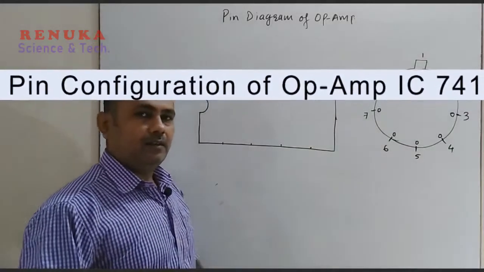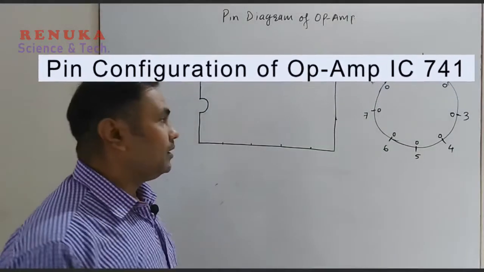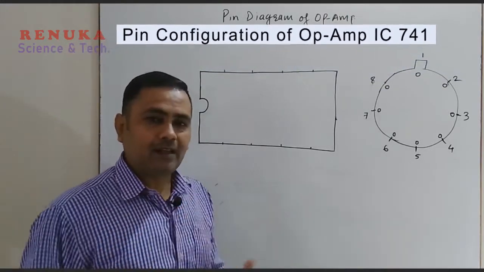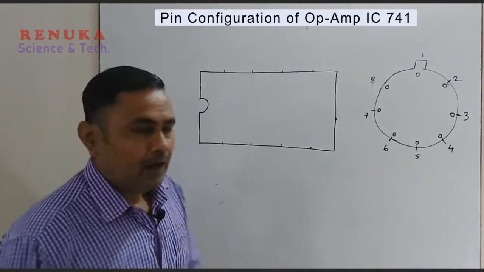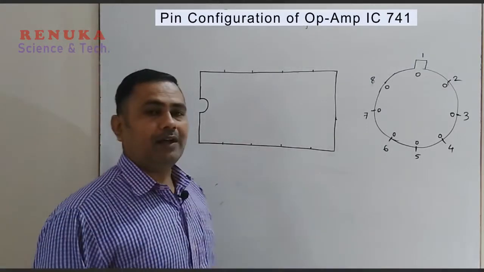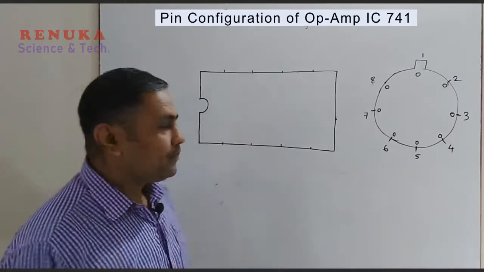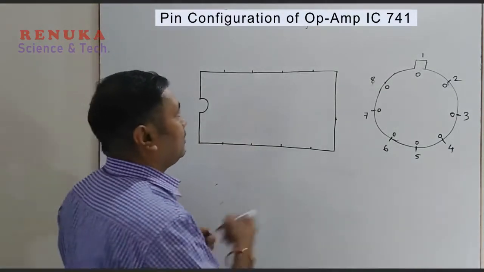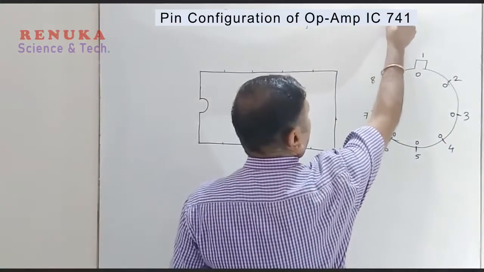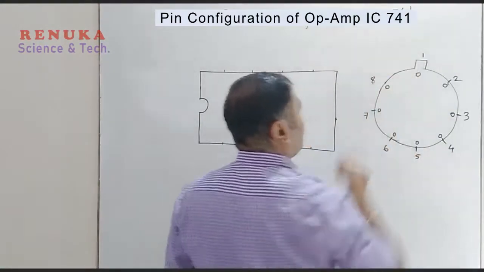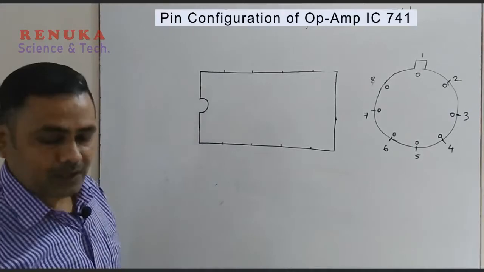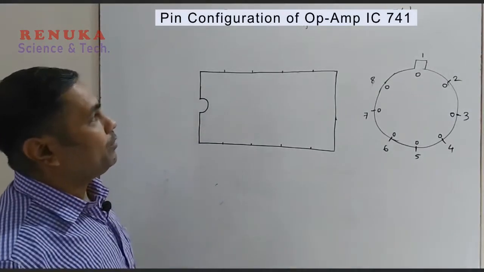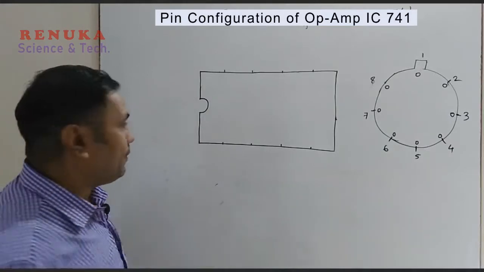We have just seen the block diagram of the operational amplifier. Now let us see how all these circuits are fabricated in a single chip, and this type of single chip is called an IC, that is, integrated circuit. The operational amplifier which is mostly used is the IC741. This is the most popular IC used as the operational amplifier. Now we will discuss the pin diagram or pin configuration of this operational amplifier.